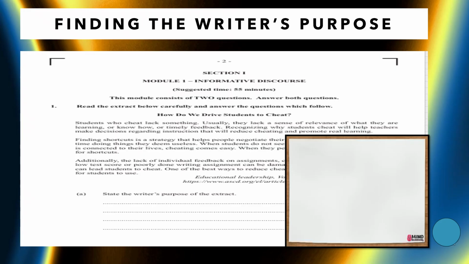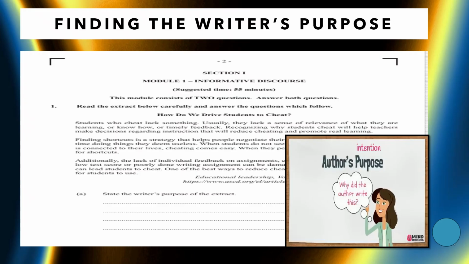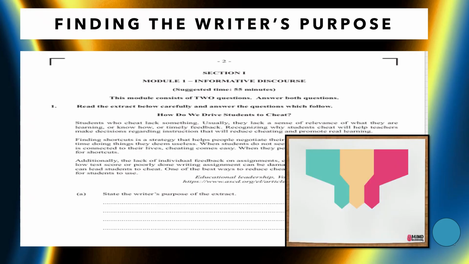Writer's purpose. Author's purpose. Purpose means intention. To know the author's purpose of a certain text, I ask myself, why did the author write this? There are 3 main reasons an author writes a text: to persuade, to inform, or to entertain. That spells P-I-E, pie. This helps us remember the different reasons that someone writes a text.